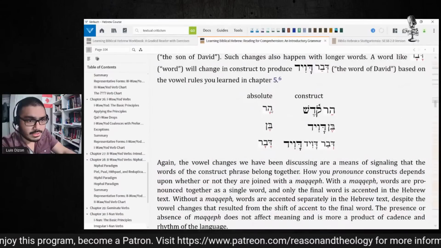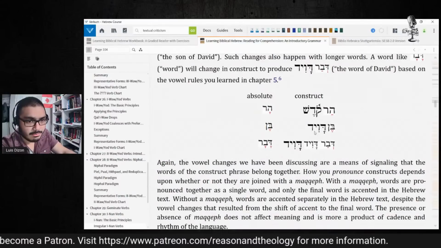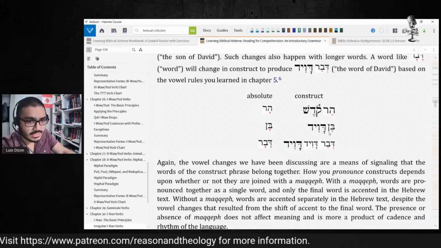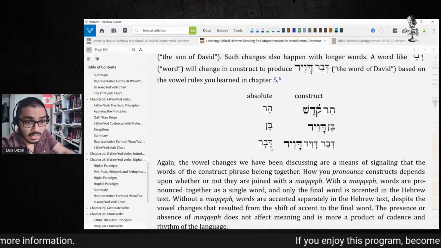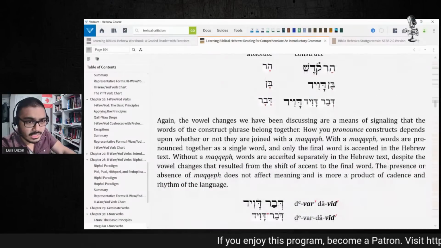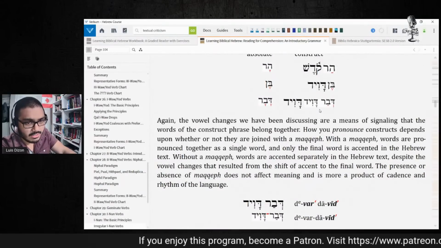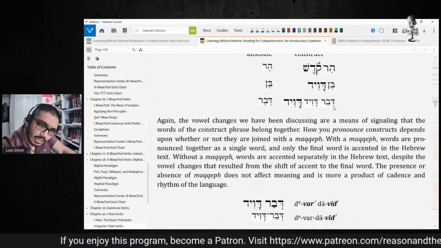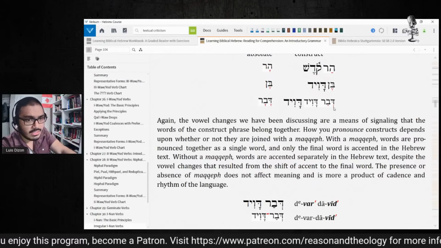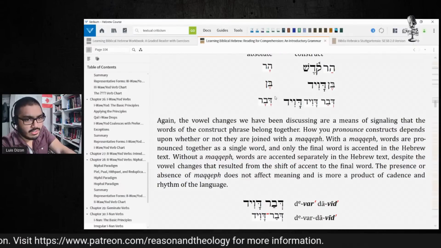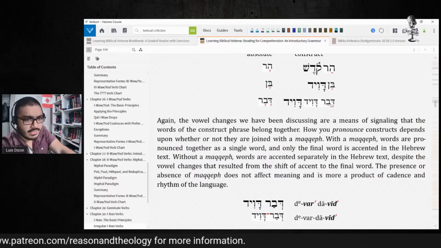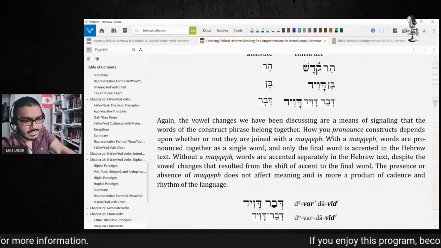A few more examples. Ben David, that stays the same. Davar David. Davar usually has 2 kametzes, but because it's part of a construct here, the first kametz becomes a shva. This tells you that it was a historic short vowel that got lengthened here. Here it gets reduced instead. And then here, the historic short vowel stays as it is.